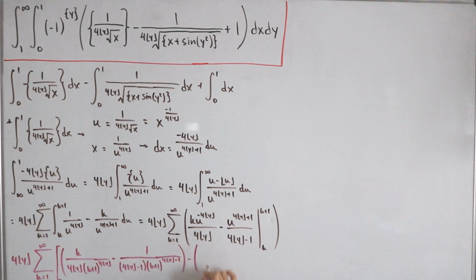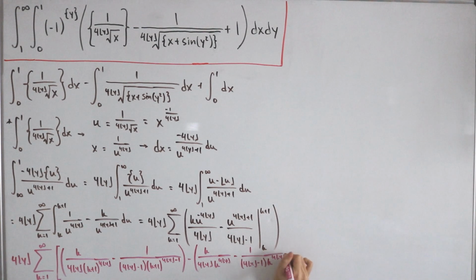And then next we just evaluate this for k. So we have k divided by 4 floor y, times k to the power 4 floor y, and then minus 1, divided by, now the denominator is 4 floor y, subtract 1 quantity, multiplied with k to the power 4 floor y minus 1. Okay, and so that just closes that off.